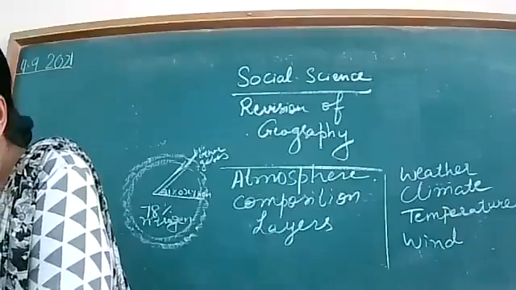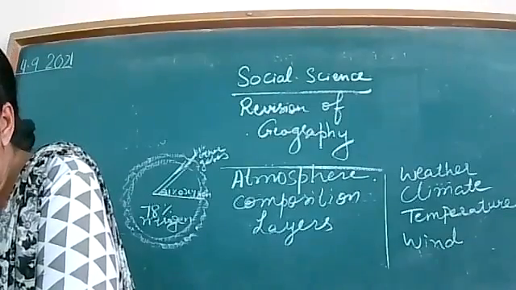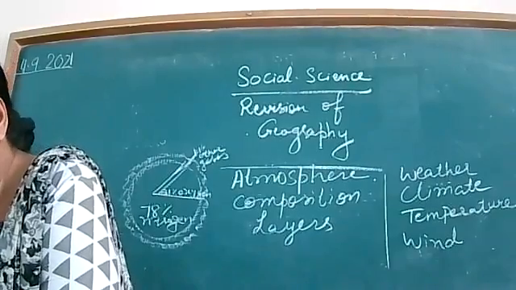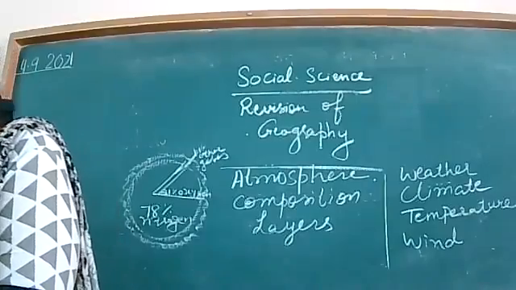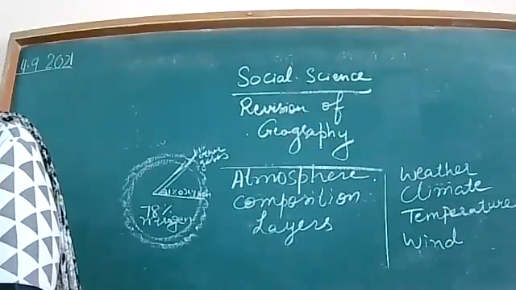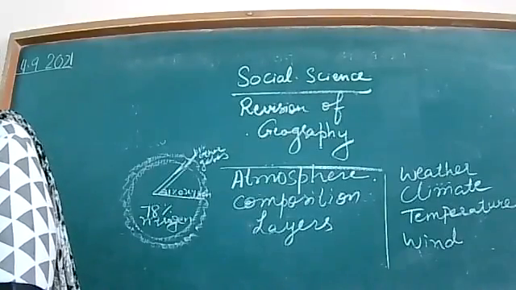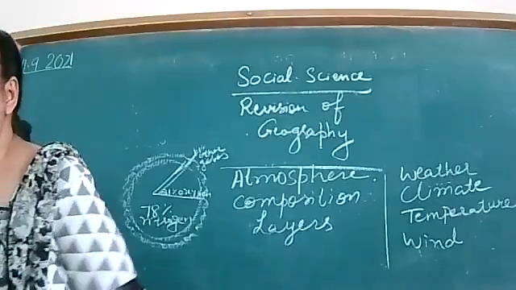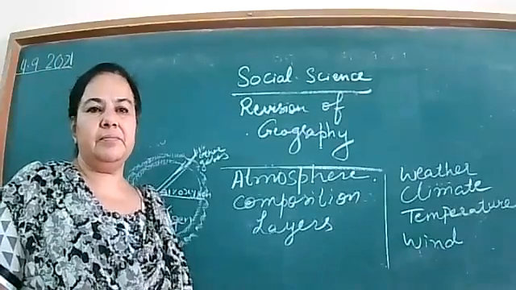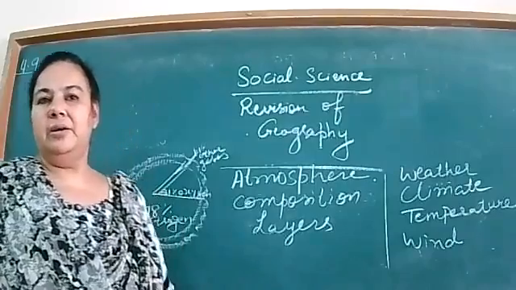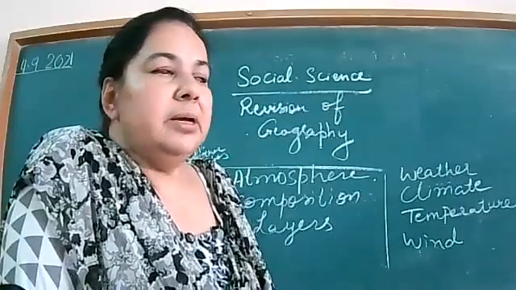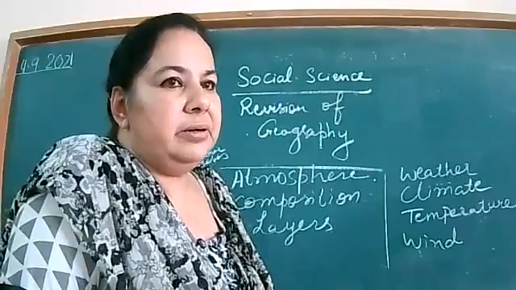Ocean currents are streams of water flowing constantly on the ocean surface in a definite direction. How many types of ocean currents are there? Two types: warm ocean current and cold ocean current. Give an example of cold ocean current.